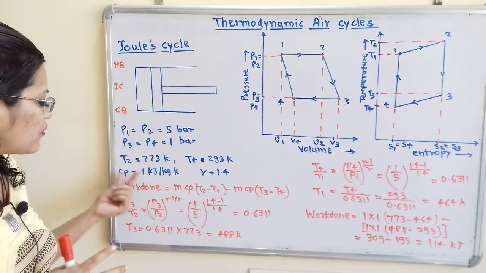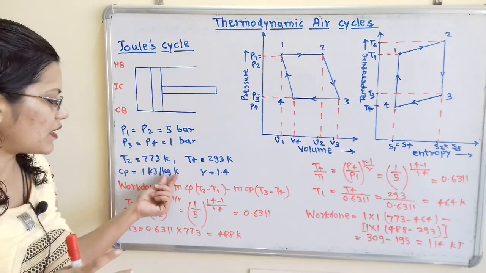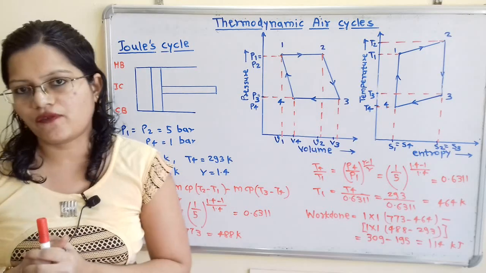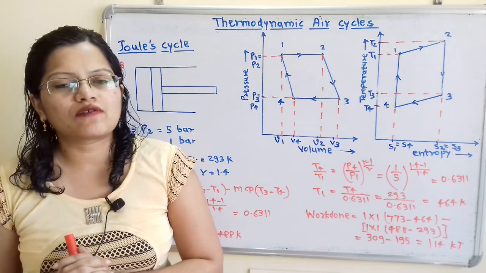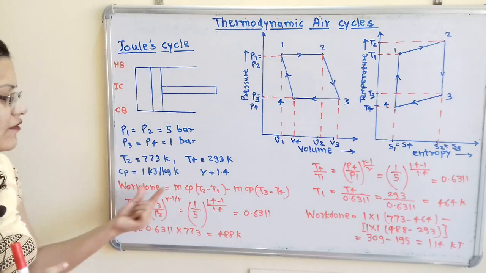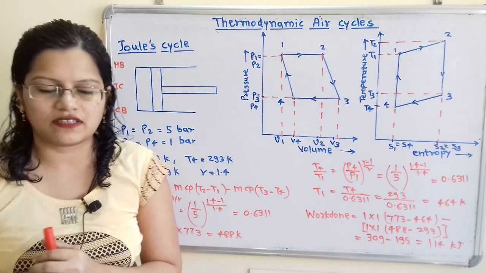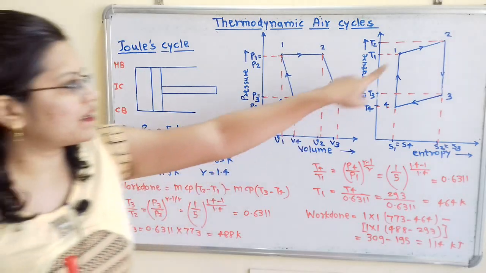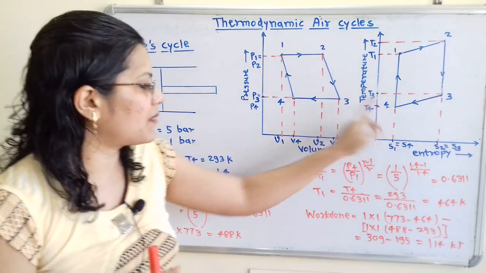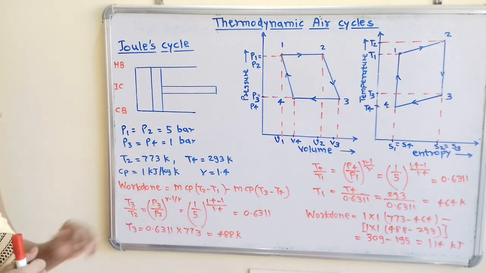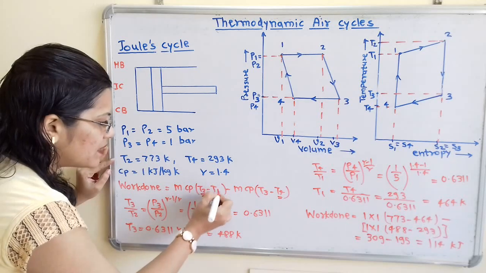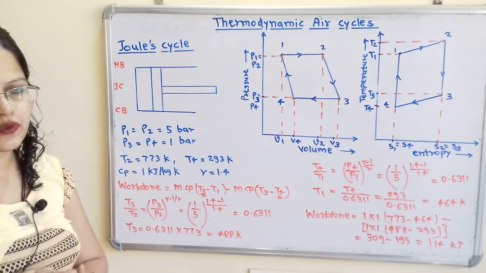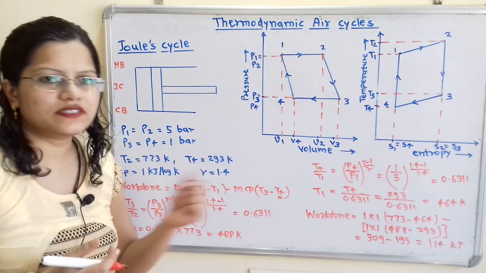Then the specific heat at constant pressure is 1 kilojoule per kilogram Kelvin and gamma is 1.4. Now we have to calculate the work done. So how to calculate work done? We know that work done is equal to heat supplied minus heat rejected, that is mCp(T2 minus T1) minus mCp(T3 minus T4). Now if we observe here, T2 and T4 are known, but T1 and T3 both are unknown. So we have to first find out these temperatures.